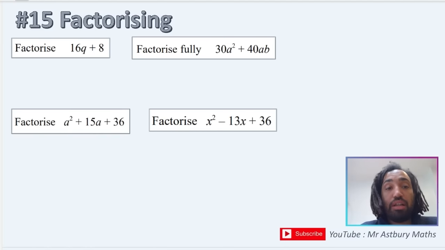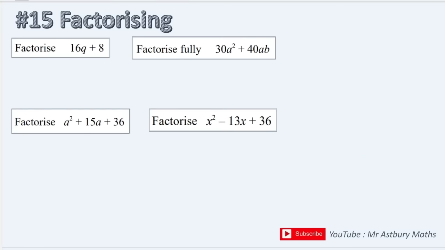Factorizing. Topic number 15. Let's go. So in this instance, there's only a numerical factor, and the highest common factor we could take out is 8. So I write 8 outside the bracket, and then what times by 8 gives me 16q? Well, that's 2q. And what times by 8 gives me 8? That's 1. Make sure that you always include that 1 if you've taken out a complete factor.